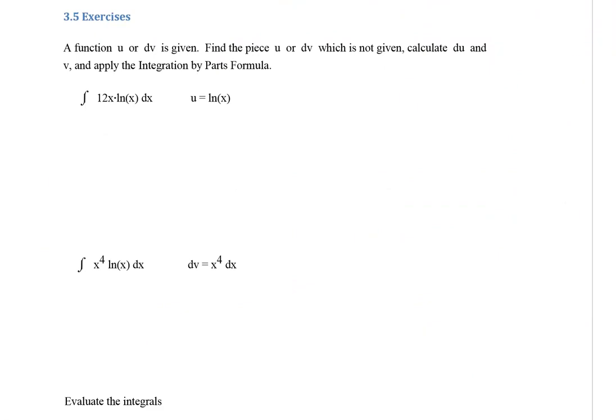It says a function u or dv is given, so they're giving you a starting point. Find the piece u or dv which is not given, calculate du, and apply the integration by parts formula. So they're really kind of helping you through this. So let's use our highlighter to help us with this.